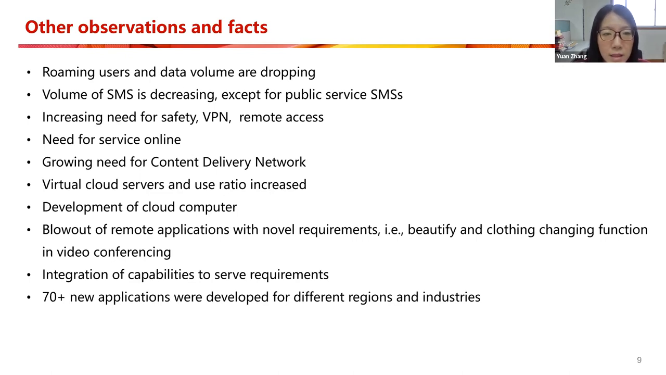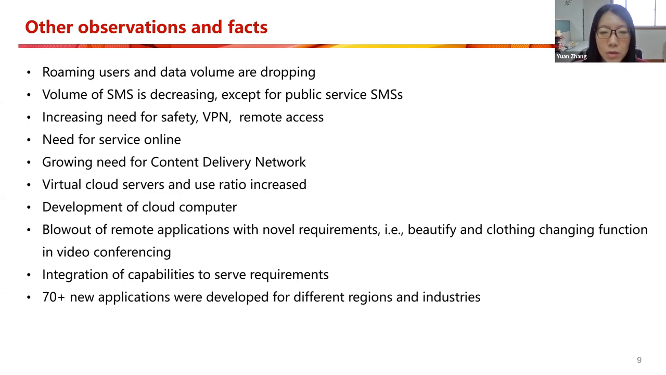And there is an increasing need for VPN and remote access, and as a result, safety requirements are surging. Although we didn't stop on-site service, there is a need for service online. And there is a growing need for CDN, with requirements of a peak value of 3 terabytes and total flow of 45 petabytes. And virtual cloud server requirements and the use ratio of the resources have increased. And cloud computing is developing and went into use. Blowout of remote applications with novel requirements.